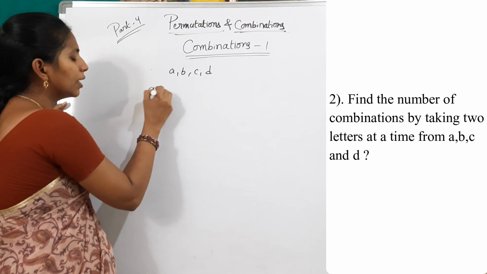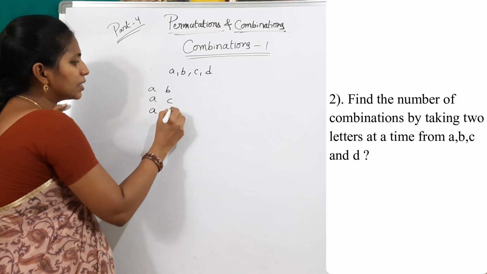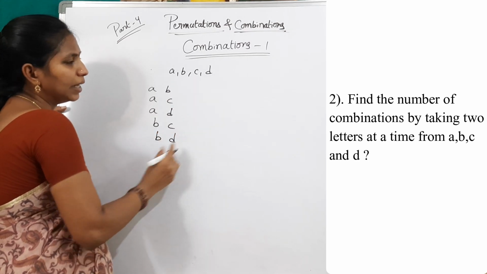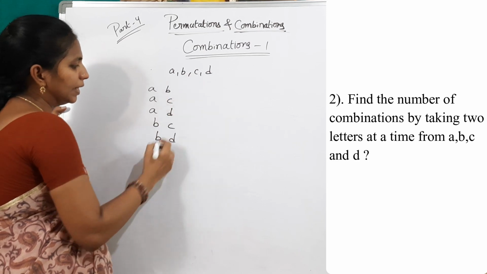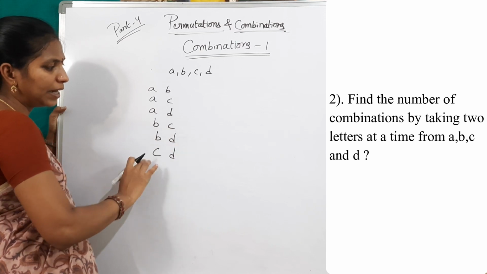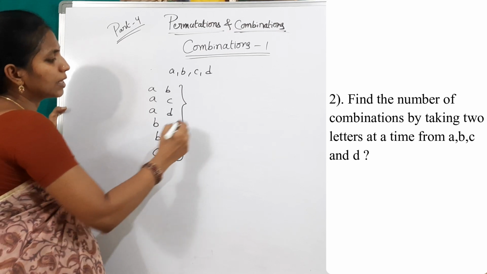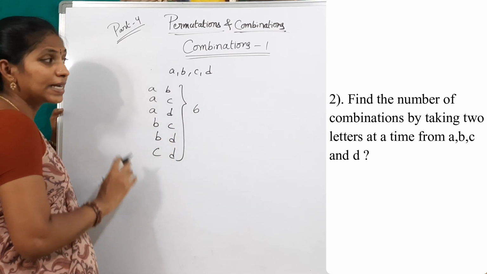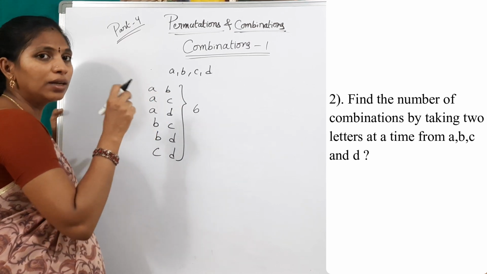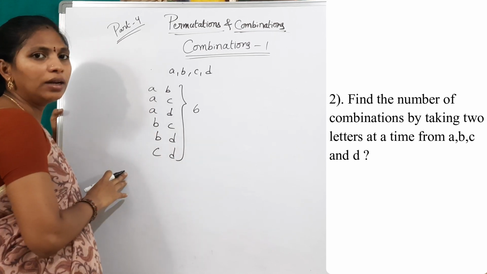What are the chances? AB and AC. The other one is AD. And BC, BD. And the other one is CD. AB, AC, AD, BC, BD and CD. How many possible ways? 6. 6 selections are there. AB is equal to BA in combinations, because order is not important. Order does not matter in combinations.